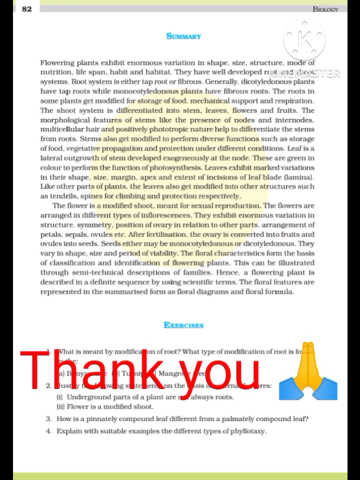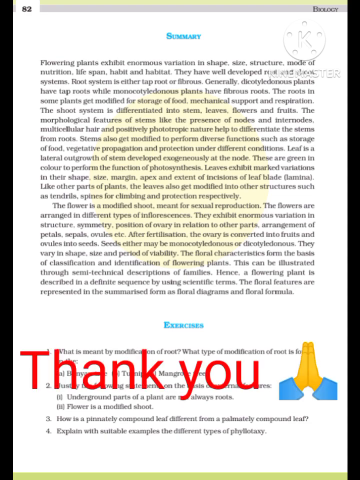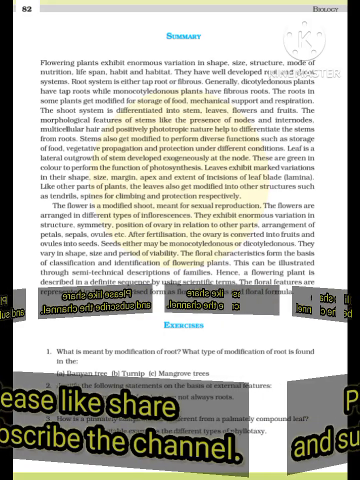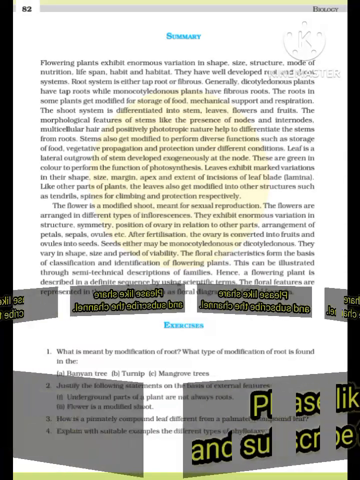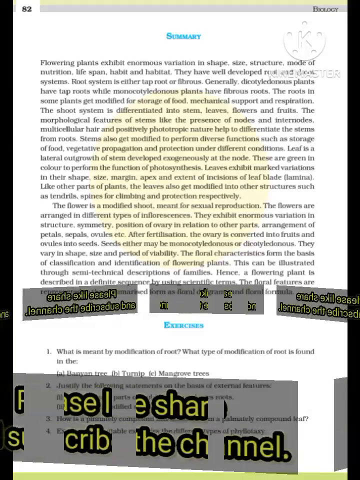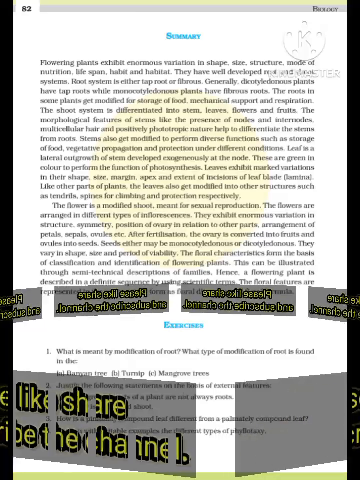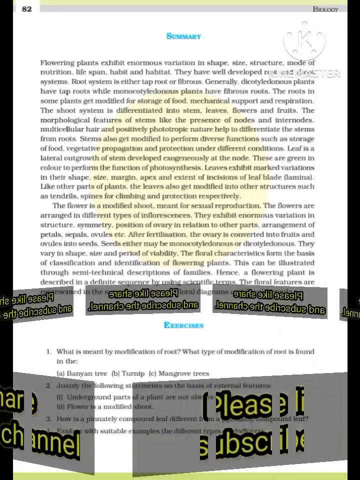The morphological features of stems, like the presence of nodes and internodes, multicellular hair, and positively phototropic nature, help to differentiate the stems from roots. Stems also get modified to perform diverse functions such as storage of food, vegetative propagation, and protection under different conditions. Leaf is a lateral outgrowth of stem developed exogenously at the node. These are green in color to perform the function of photosynthesis.